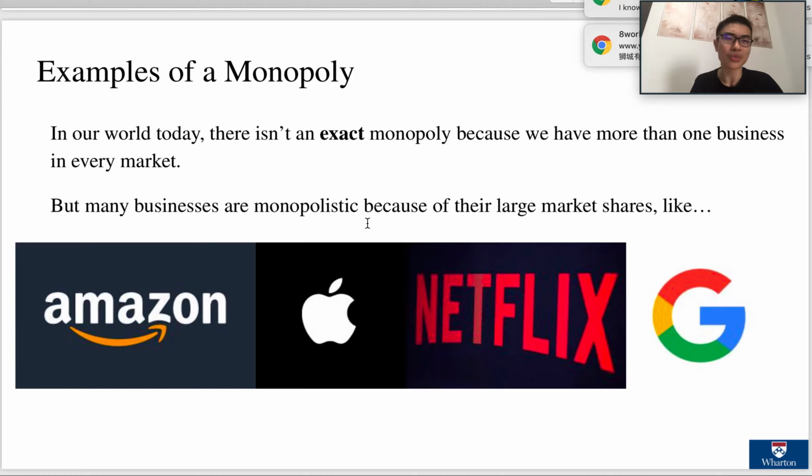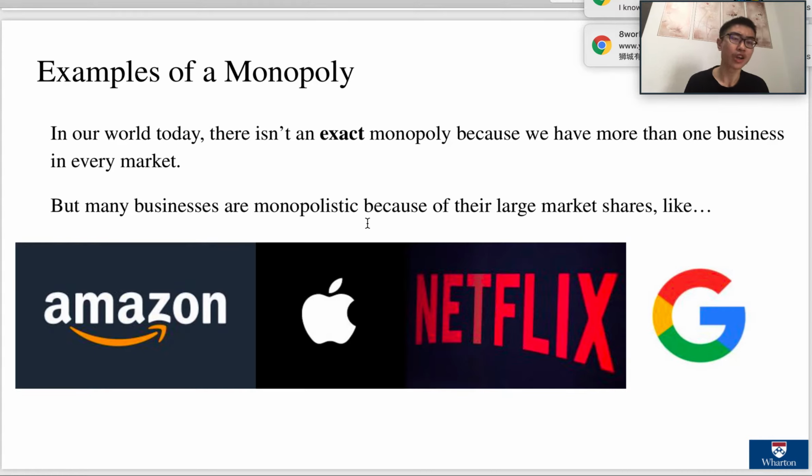Same for Amazon. Especially in the United States, I would highly consider it a monopoly in terms of e-commerce shopping. It has some competitors. Amazon does have competitors across the world: in the US with eBay, and in China there's Alibaba. But most likely, Amazon is dominating all the sales in the United States in terms of e-commerce. So I would consider that a monopoly.